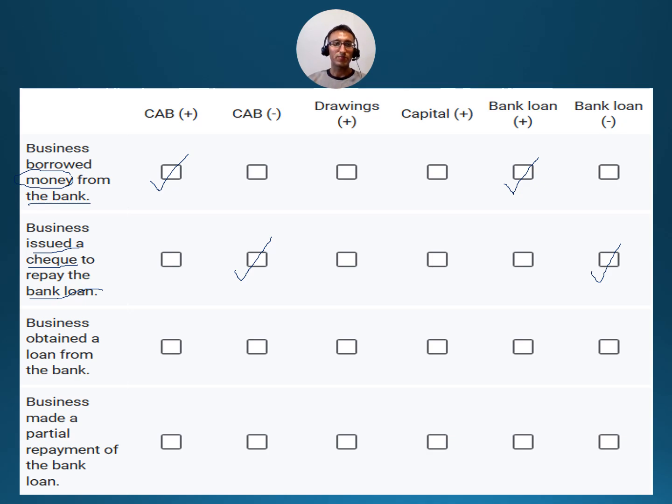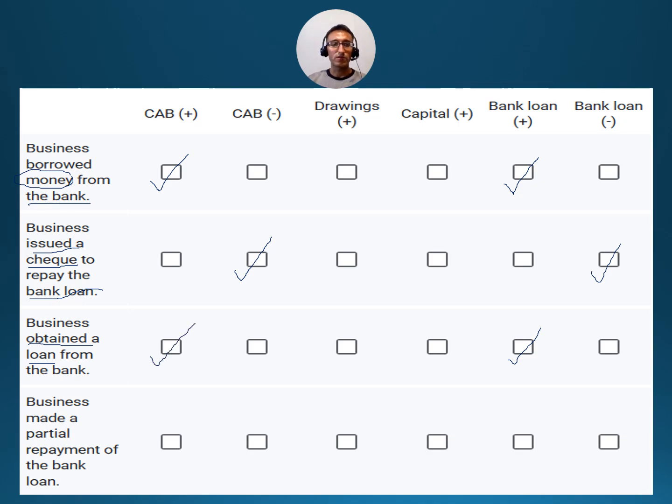Next example. Business obtained a loan from the bank. So this is another way of saying the business borrowed money from the bank. Since they obtained a loan, it means that the business has taken a bank loan and the owing to the bank will increase. Bank loan increases. And similar to the first example, this money will be deposited in the business bank account and therefore the business has more money in the bank, and the cash at bank account increases.